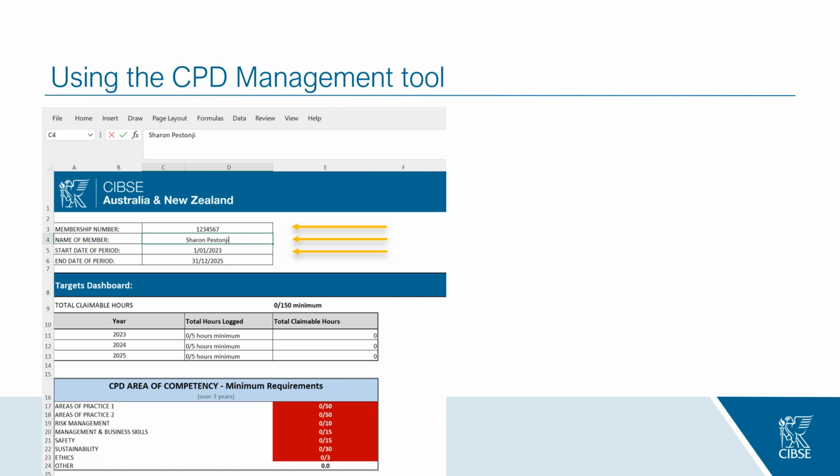On first use, open the workbook to the CPD tracker tab. Enter your membership number, your name, and the start date. For most engineers, this will be 1/1/2023, when this new criteria commenced. However, if you joined CIBSE after this date, simply enter the date you joined as your start date. The end date will automatically update as 3 years later.